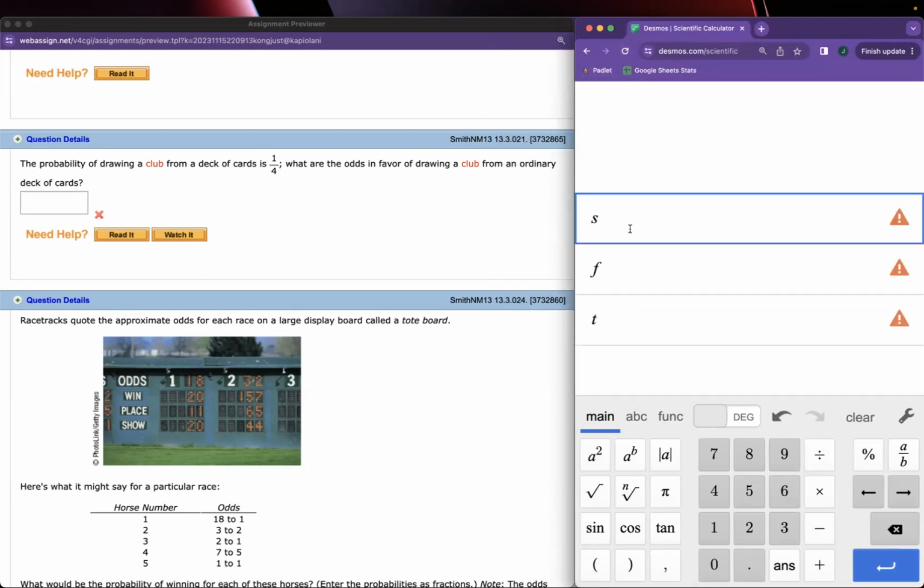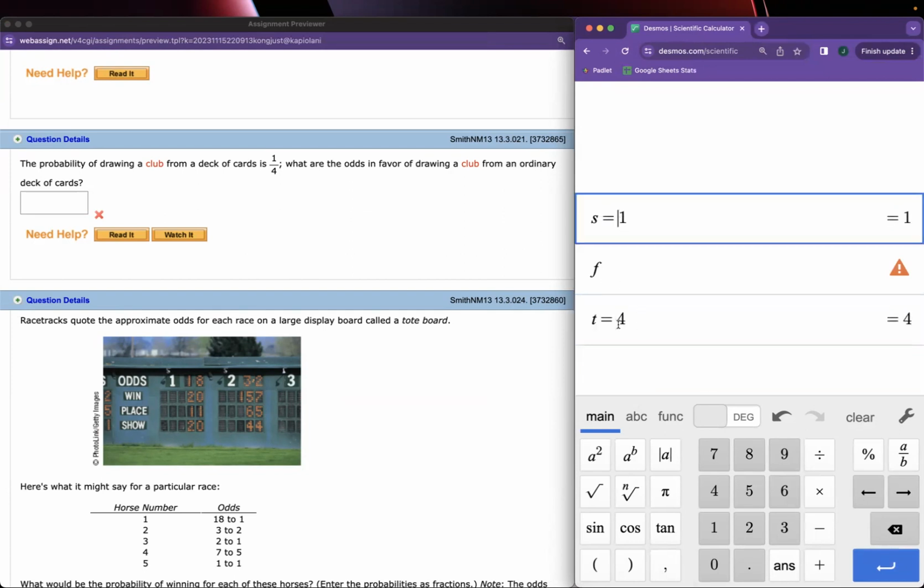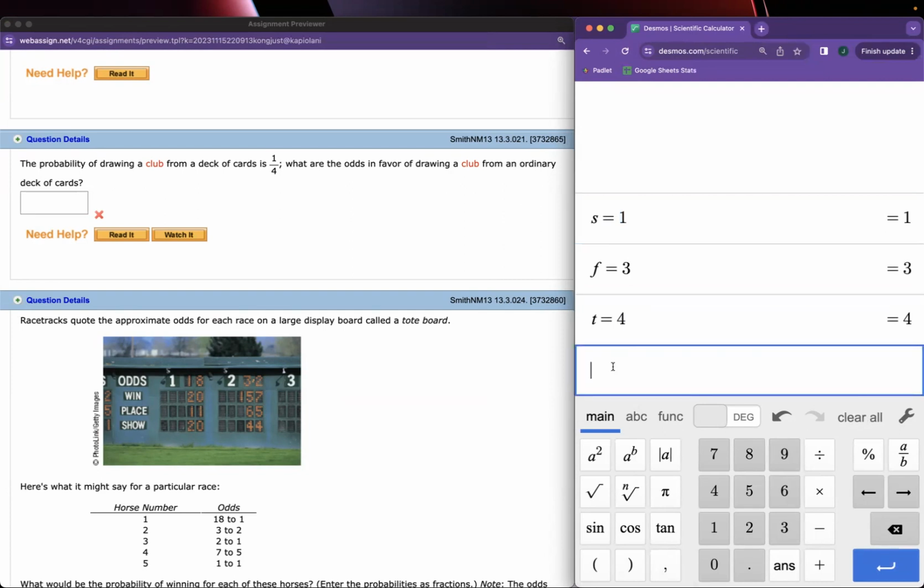When you're given probability, what does that mean? That means they're giving you the S and the T. So the probability of a club is 1 out of 4. If I have 4 total games and one of them is a win, then I have 3 losses. So now odds in favor. Remember, odds in favor are always S compared to F, wins compared to losses, successes compared to failures. So that's 1 compared to 3.